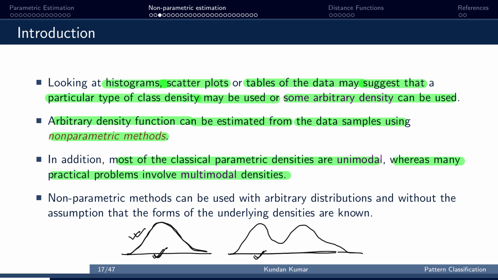But in the multimodal case, we cannot consider that our distribution is Gaussian or any other known distribution, because this distribution is unknown, which is a multimodal density function. So in that case, the non-parametric method can be used with arbitrary distributions and without the assumption that the forms of the underlying densities are known. That means we will not consider any information regarding the density function.